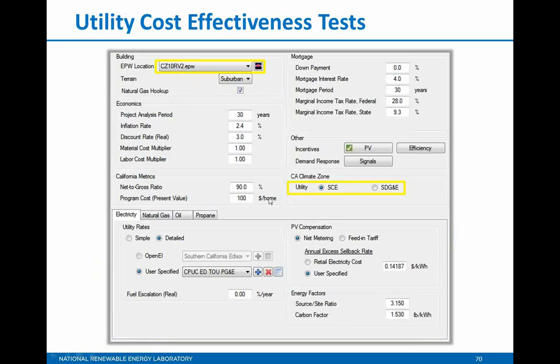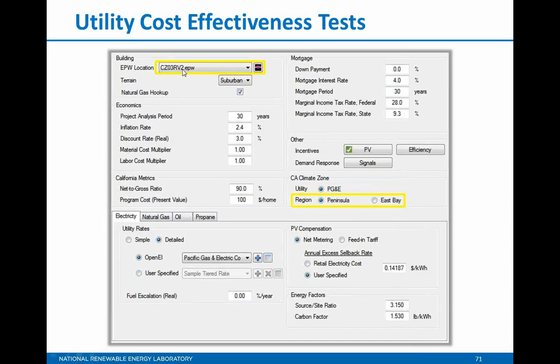So in terms of the BEopt interface, just real quickly, this is done in California mode for the California climate zones. In some climate zones, there's more than one utility service territory covering that climate zone, so the user needs to specify which utility applies, choose the appropriate rate, et cetera. And so those are inputs.